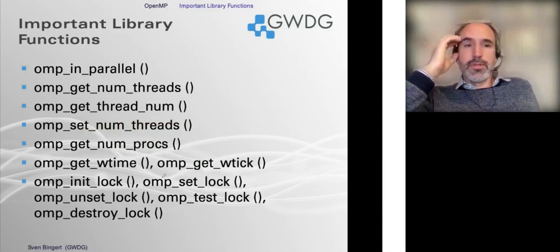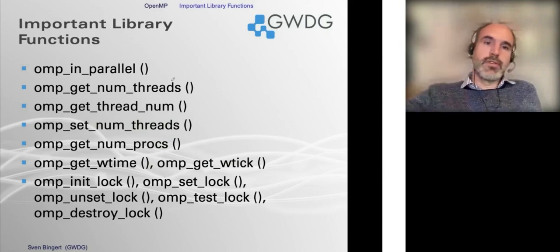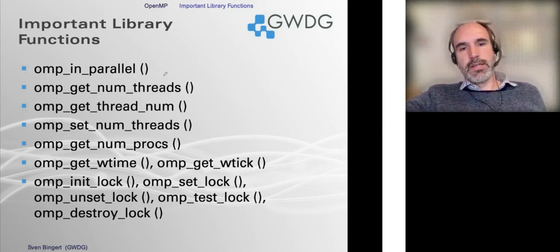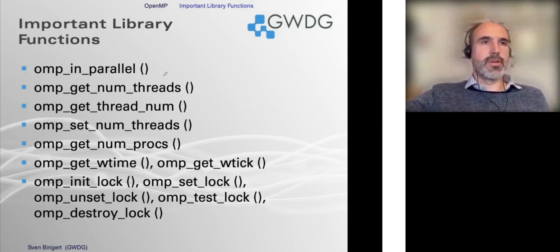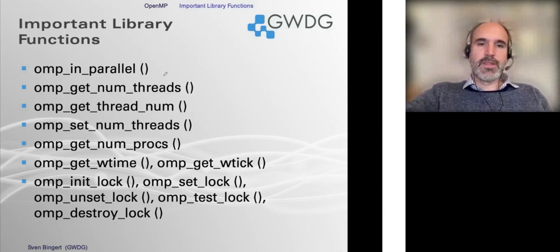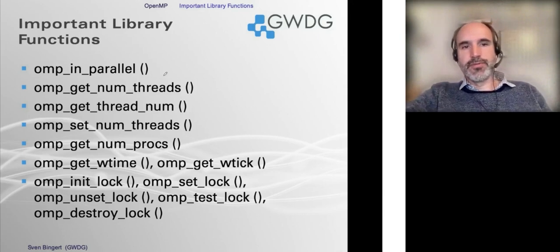I talked already about library functions. Here is a list of library functions which are quite common. In the first one, in parallel, you basically ask in your code, am I within a parallel region? If your code gets larger and larger, you might not know if you're currently in a parallel region or not. The return value will be true or false.